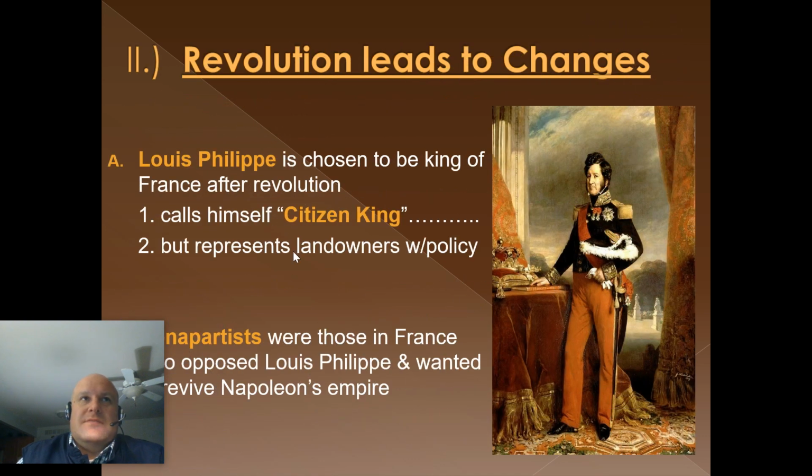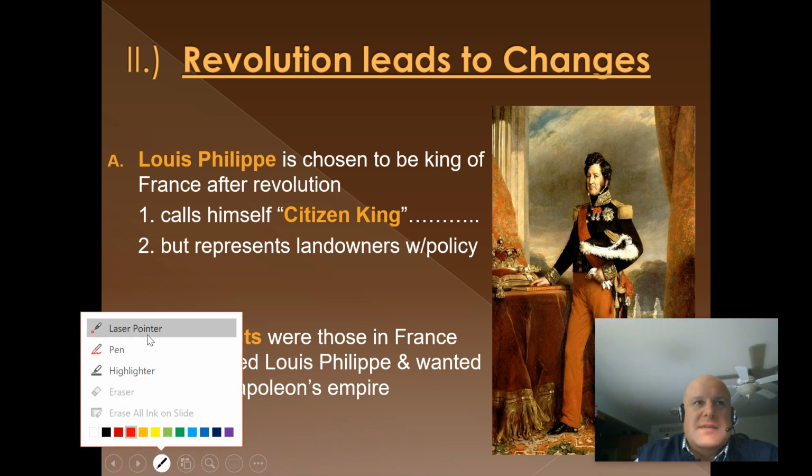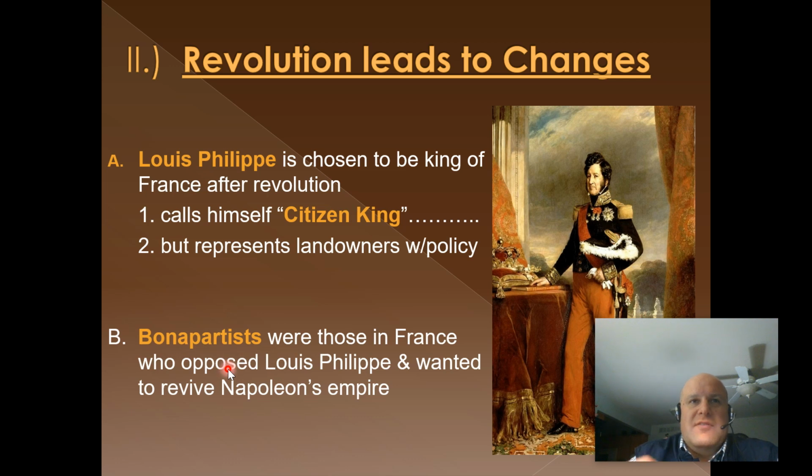Well, more changes. France is a bastion of changes. Louis Philippe is chosen to be citizen king after the Revolution in 1830. He calls himself, quote, citizen king, but he really is representing landowners with policy. You've got this group, the Bonapartists, and they opposed Louis Philippe and wanted to revive Napoleon's empire. Hence the Bonapartists, right?